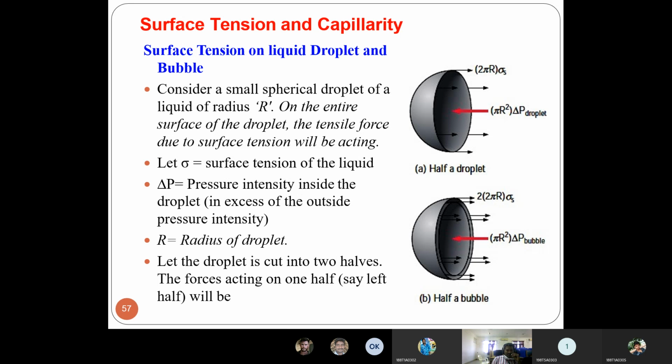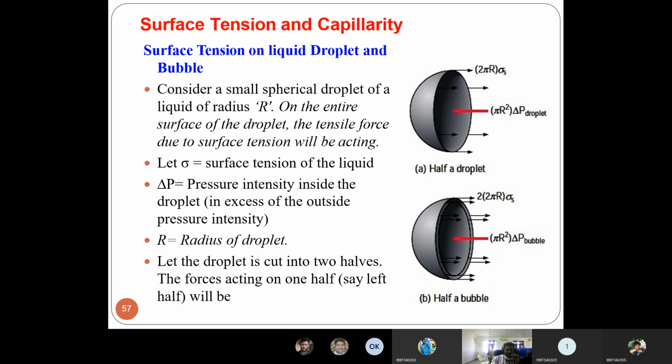Surface tension, we consider two special categories: a liquid droplet and a bubble. See, a droplet has a single surface and a bubble has two surfaces.